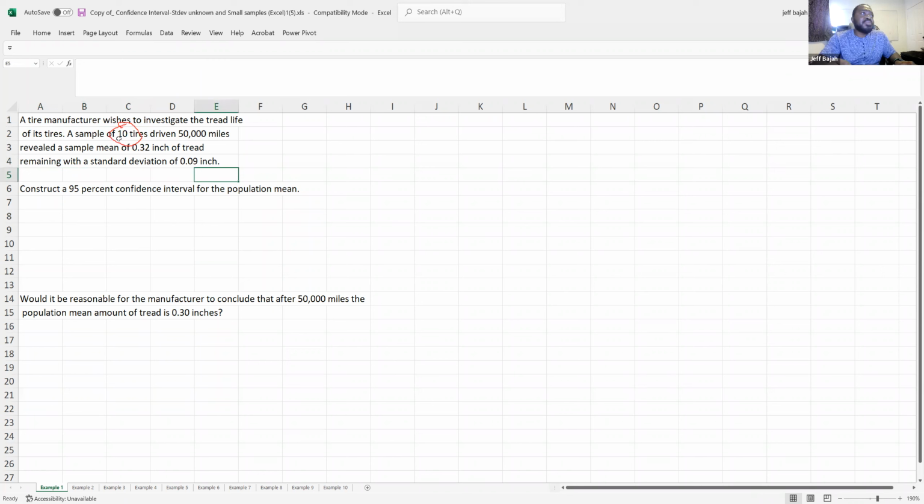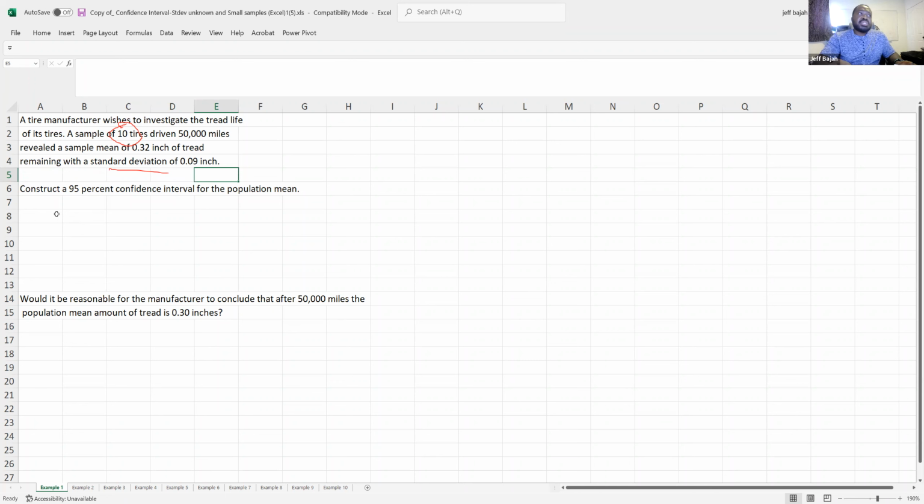And then it says a sample of 10 tires driven 50,000 miles revealed a sample mean of 0.32 of thread remaining with a standard deviation of 0.09. You can see that the standard deviation was brought in under this conversation of the sample. And so this tells us that this standard deviation is a sample standard deviation.